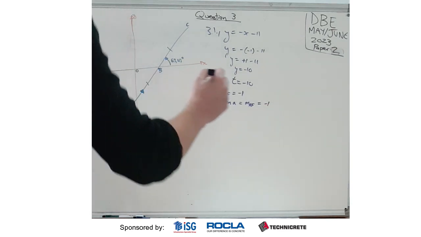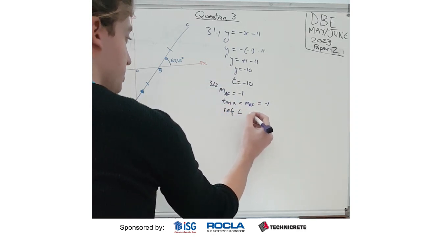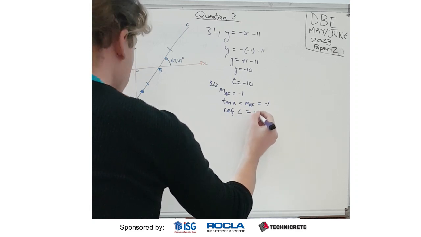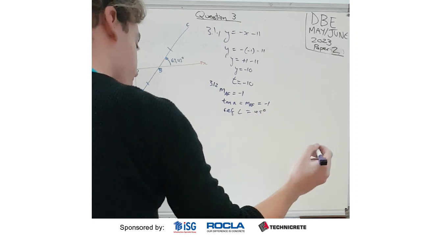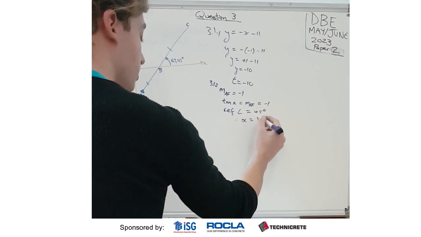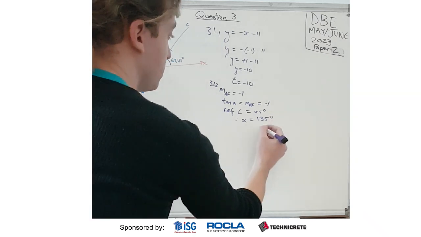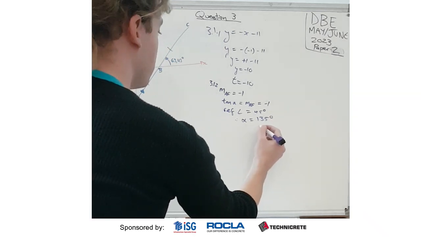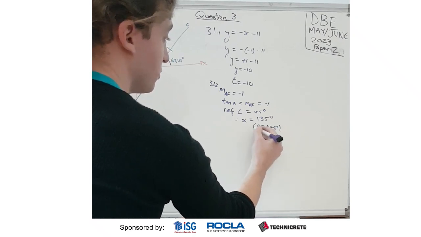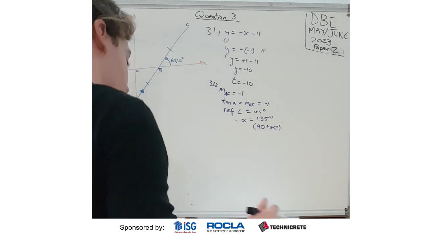Great, so now that we have tan alpha, we can use our reference angle, which should be 45 degrees. Therefore, alpha should be 135 degrees. In other words, should be 90 plus 45 degrees. Right, that's a very easy question, just 2 marks.